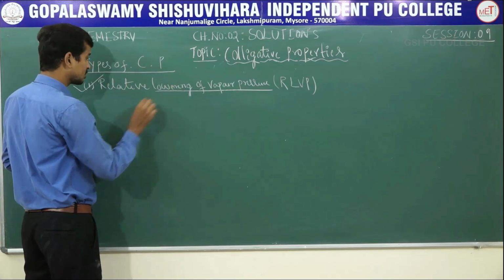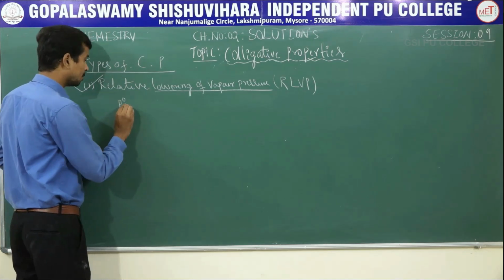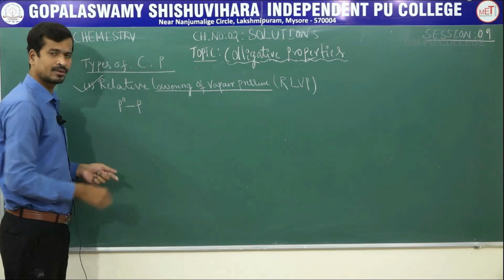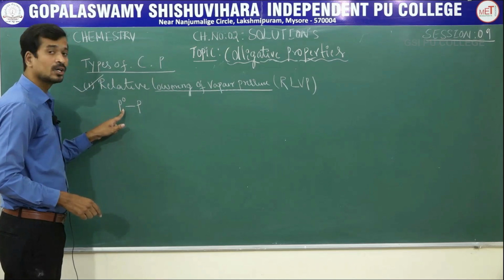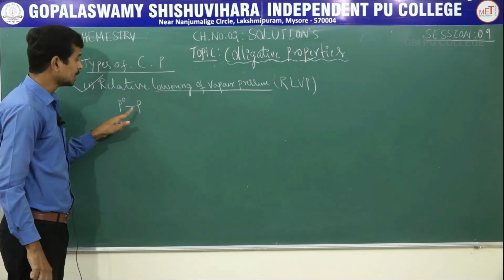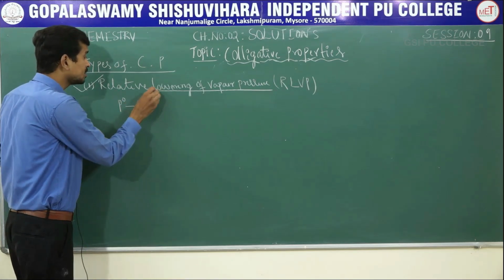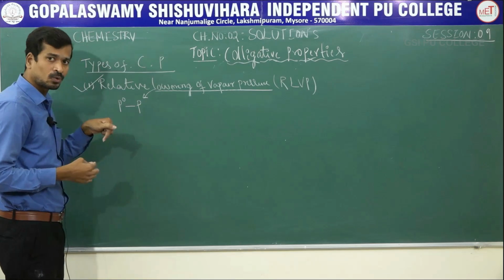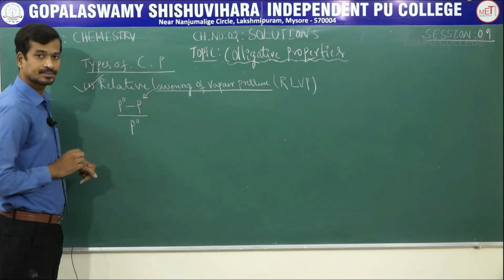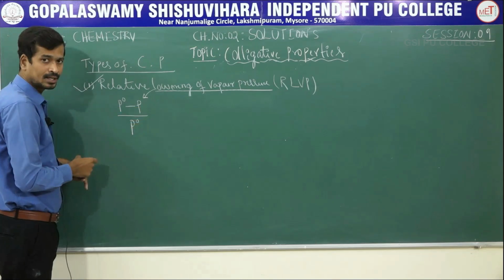Lowering of vapor pressure you have to study as P naught minus P. Sometimes you require P naught A and PA, whatever it may be. P naught indicates what? Vapor pressure of the pure solvent or pure component. P indicates what? Vapor pressure of the solution. P naught minus P is called lowering of vapor pressure, but with respect to what? The vapor pressure of the pure component.